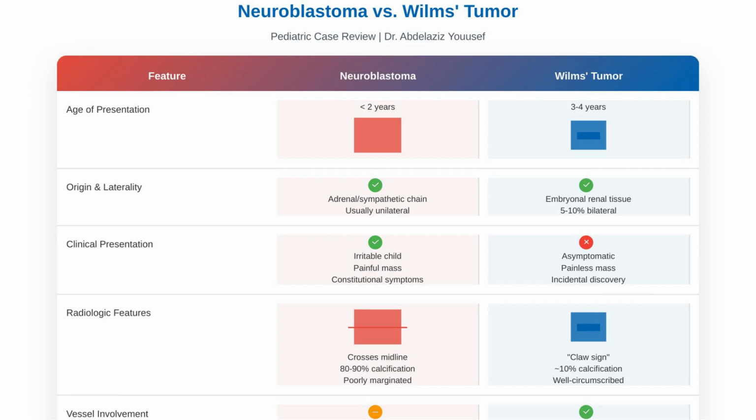Wilms tumor presents at 3 to 4 years, originates from embryonal renal tissue, and is usually asymptomatic with a painless mass discovered incidentally. It shows the characteristic claw sign, has only about 10% calcification, is well circumscribed, invades vessels, and has no specific markers. Neuroblastoma uses the INRG staging system and may show spontaneous regression in infants, while Wilms tumor uses a 5-stage system and is managed with nephrectomy followed by chemotherapy.